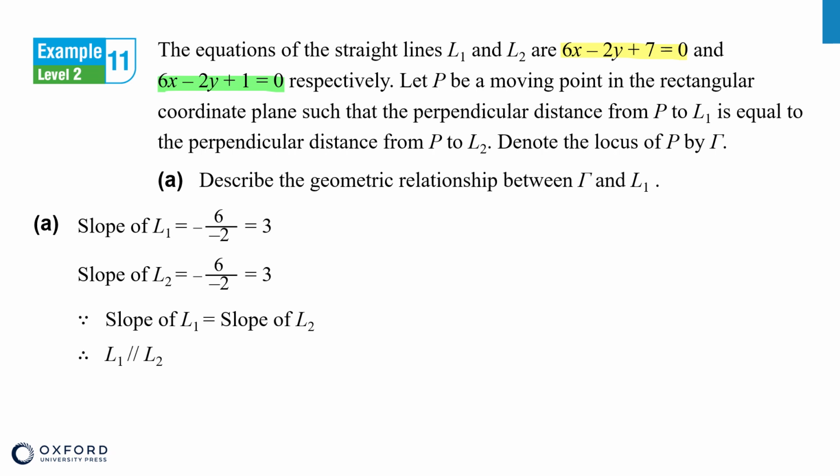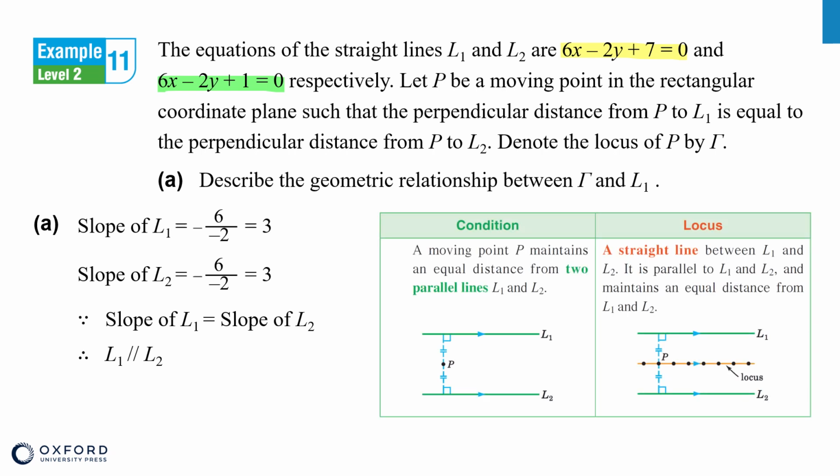Then let's deduce the geometric relationship between gamma, that is the locus of P, and L1. For a moving point maintaining an equal distance from two parallel lines, its locus should be a straight line between the two lines that is parallel to the two lines and maintains an equal distance from the two lines. Therefore, gamma is parallel to L1.